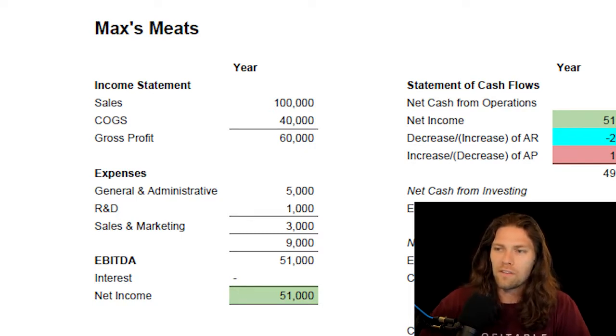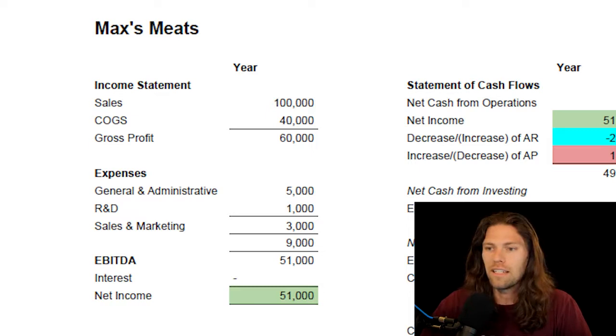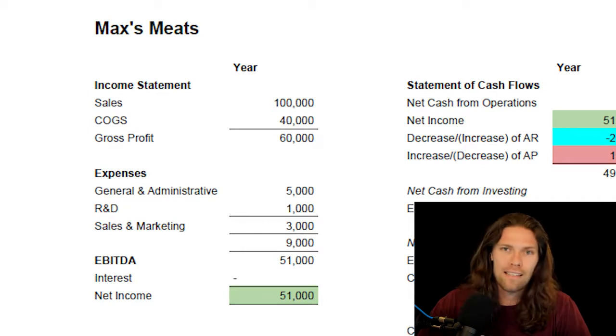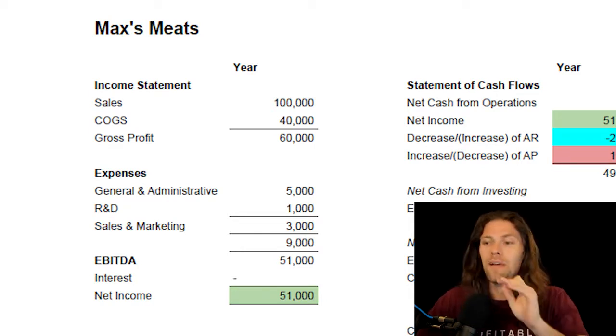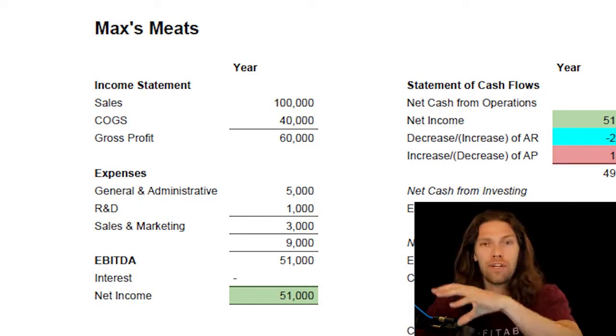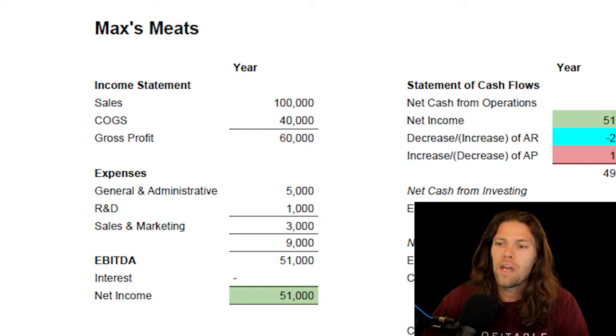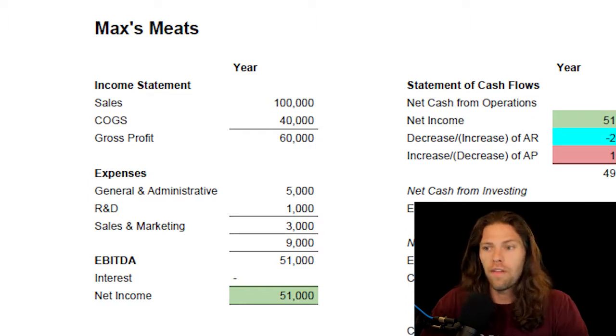We deduct that $9,000 from our gross profit of $60,000 and gives us an EBITDA of $51,000. Now, EBITDA is earnings before interest, taxes, depreciation, and amortization. Some investors would rather use EBITDA instead of net income because it isn't subject to quite as many fluctuations, but we're not going to get into that on this video. And then our net income is $51,000.